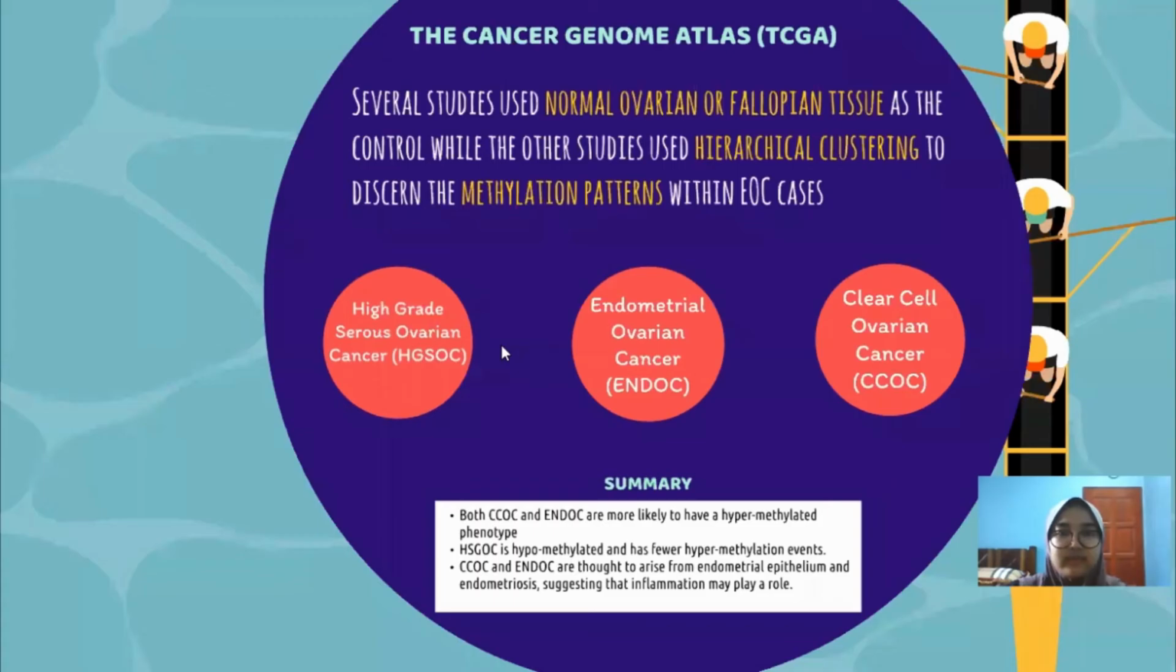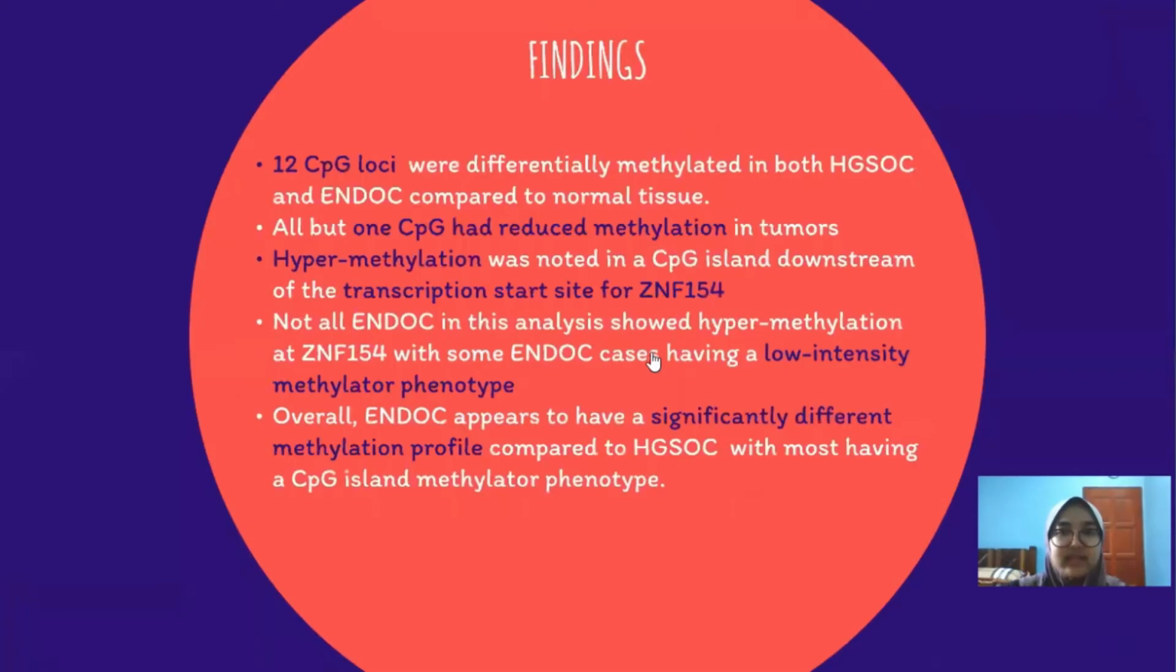In endometrioid ovarian cancer, or ENDOC, CpG loci were differentially methylated in both HGSOC and ENDOC compared to normal tissue. All but one CpG had reduced methylation in tumor. Hypermethylation was also noted in a CpG island downstream of the transcription start site for ZNF154. However, not all ENDOC in this analysis showed hypermethylation at ZNF154, with some ENDOC cases having a low-intensity methylated phenotype. Overall, ENDOC appears to have a significantly different methylation profile compared to HGSOC, with most having a CpG island methylator phenotype.